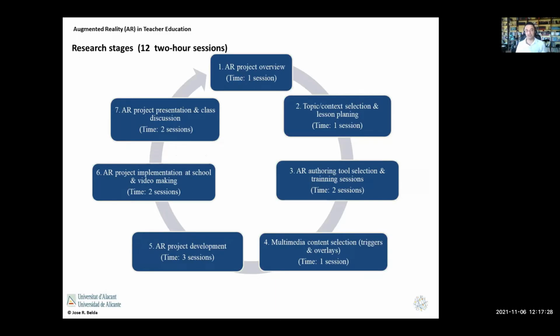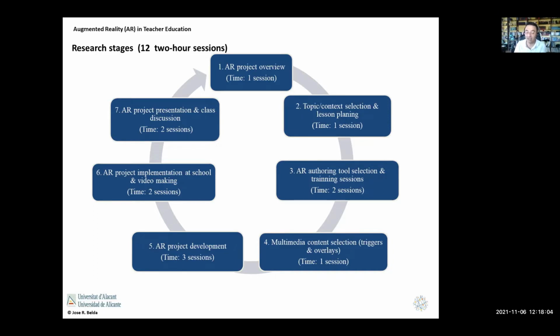Okay, these are the research stages. This covered 12 2-hour sessions, and we went from 1, as you can see here, that was the project overview. Second was choosing a topic. The students were required to choose a topic, and they were free to choose any topic they wanted, but it was related, obviously, to the target students and the level that they were going to prepare the lesson for. So they could use, for example, biodiversity, sciences, history, art, and so on. So they could choose any topic. Then the third was about the authoring tool. That was a training session on how to use augmented reality with the SDKs, software development kits.